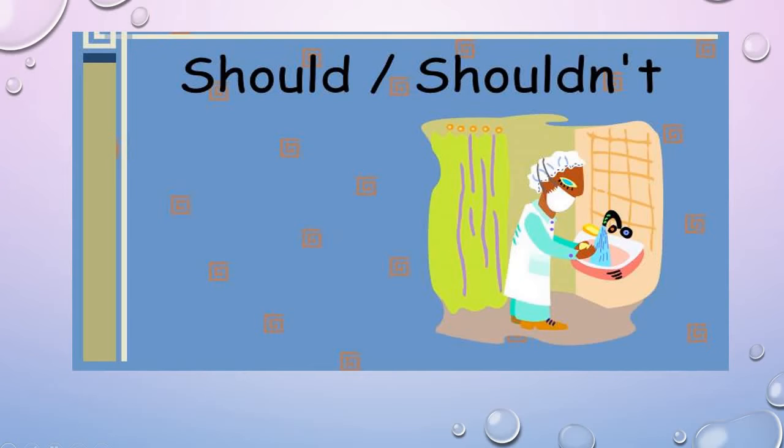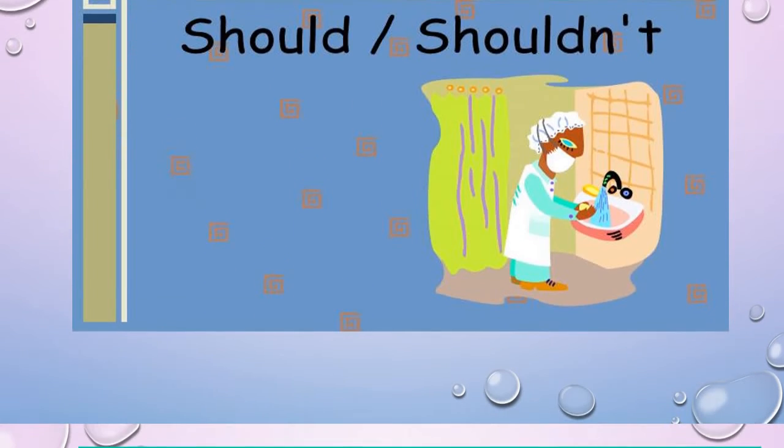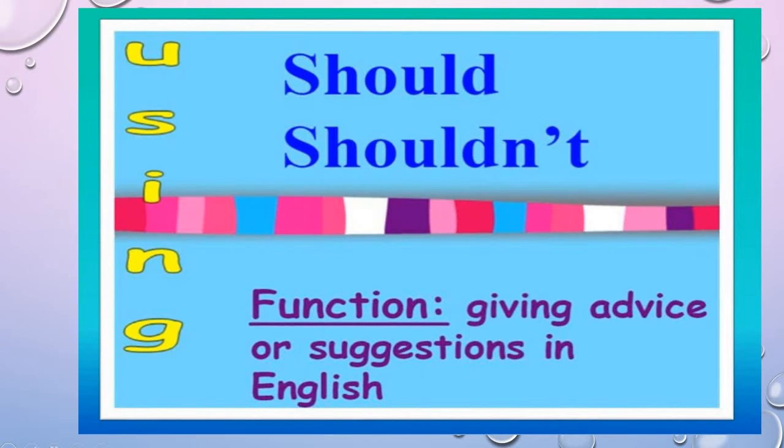Should and should not. We can call it should not. When we use it in contraction form, we call it shouldn't. Right. Should and shouldn't, we use it to give advice or suggestions in English. Usually, we can use this modal to give advice or make a suggestion.